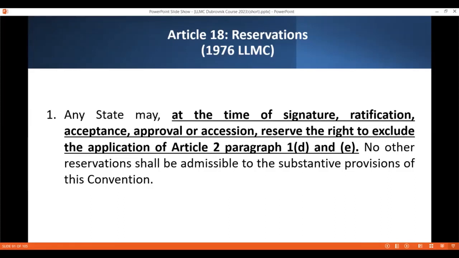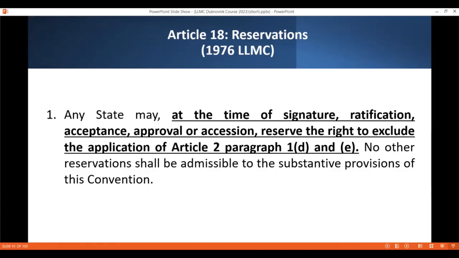In reality, it wasn't. And the reason for this, at risk of taking an extra 2 minutes, is that before, if you see here, you can only make the reservation at the time of signature, ratification, acceptance, approval, or accession. In other words, you can only make the reservation at the time of expressing your consent to be bound. You cannot do it after. So what states were doing is, since I don't know what I want to do in the future, I reserve the right to exclude it in the future.